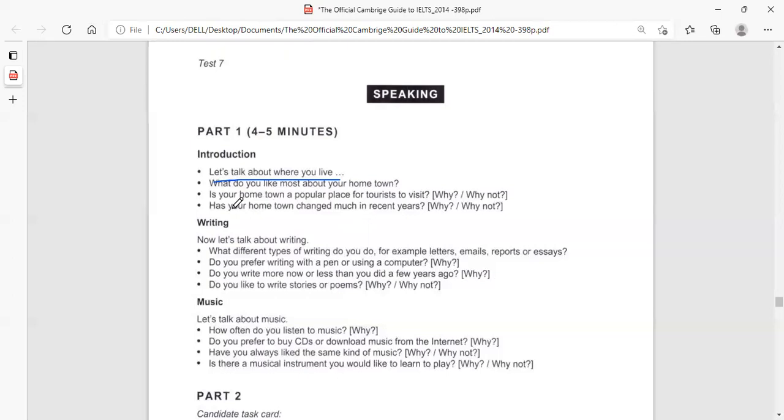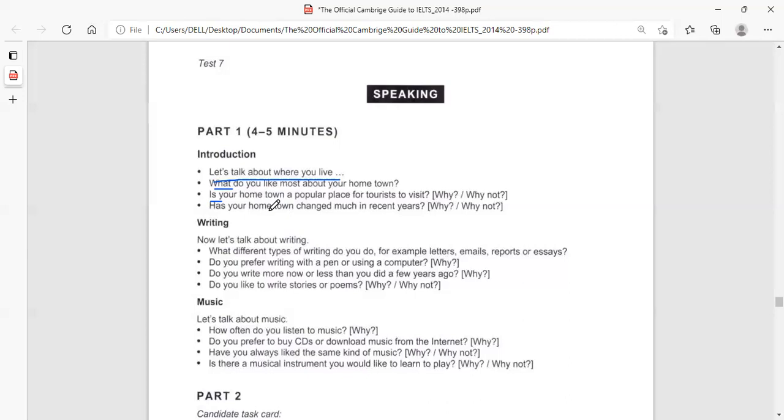Now, if you look at this question, and if you look at this question, do you find any difference between these 2 questions? Not the third and fourth, I'm talking about the second and third. What do you like most about your hometown? And is your hometown a popular place for tourists to visit? Do you find a basic difference between these 2 questions, in the way you will be answering them? They are asking about what you like the most about your hometown, and the second is about tourists.